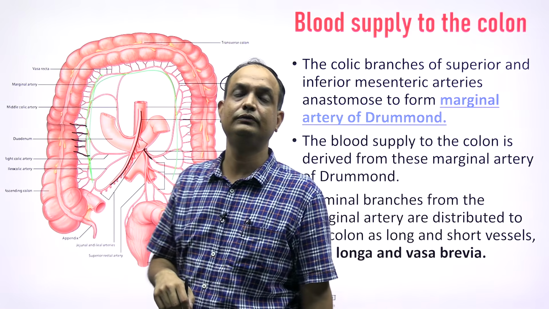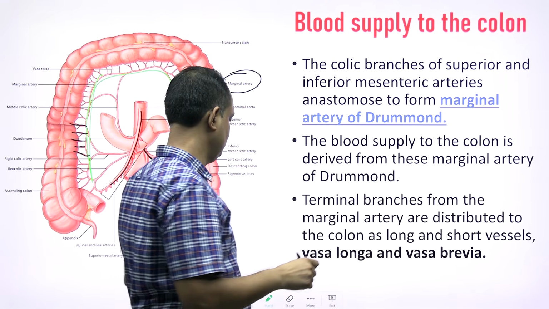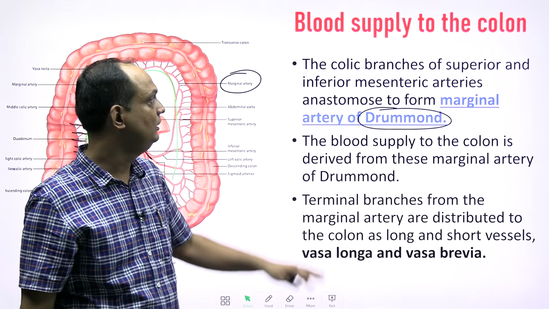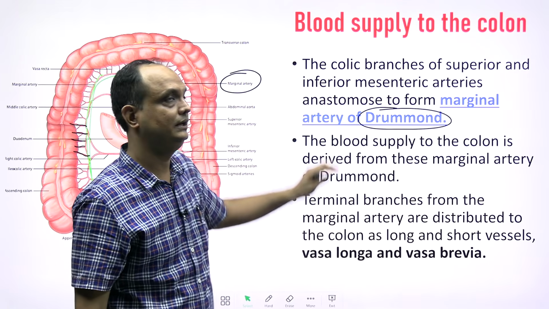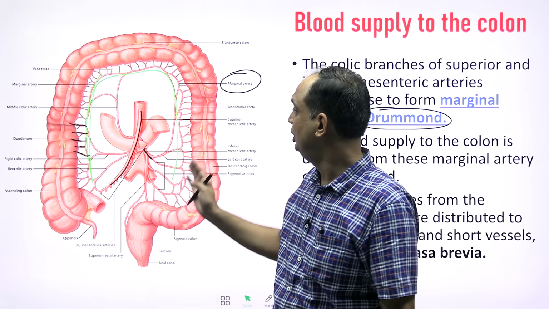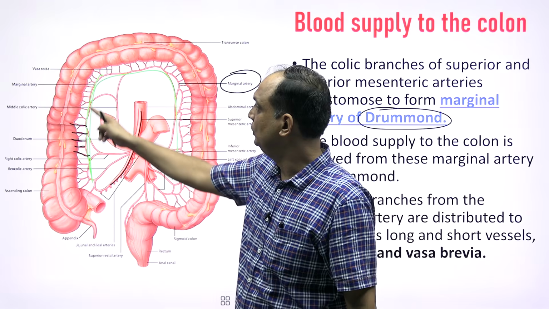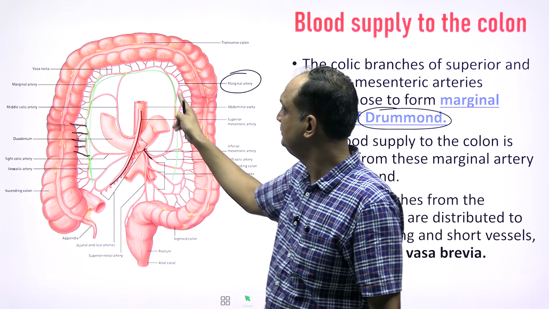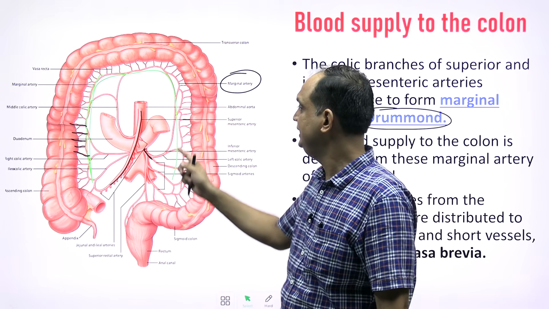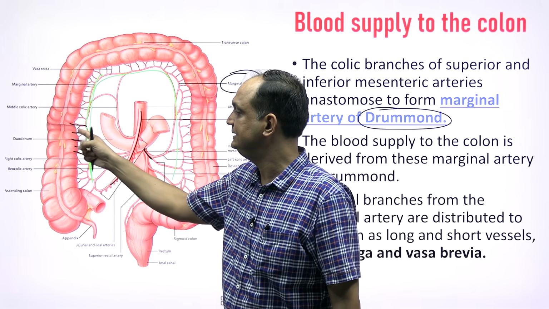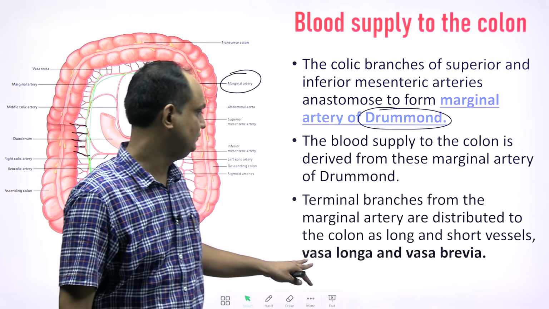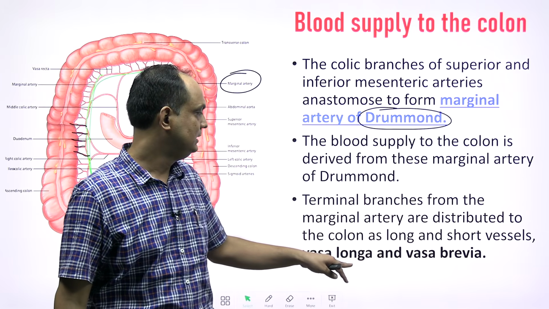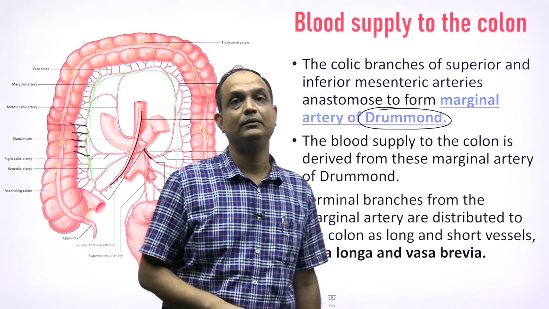What is the full name of this arterial arcade? It is known as the marginal artery of Drummond. So this is the question: what is the marginal artery of Drummond? The colic branches of the superior and inferior mesenteric arteries anastomose with each other on the inner side of your colon, and in this anastomosis a regular channel is formed, known as the marginal artery of Drummond. From these marginal arteries, you can see blood vessels arising. These are known as vasa longa and vasa brevia: some are longer, known as vasa longa, and some are shorter, known as vasa brevia.